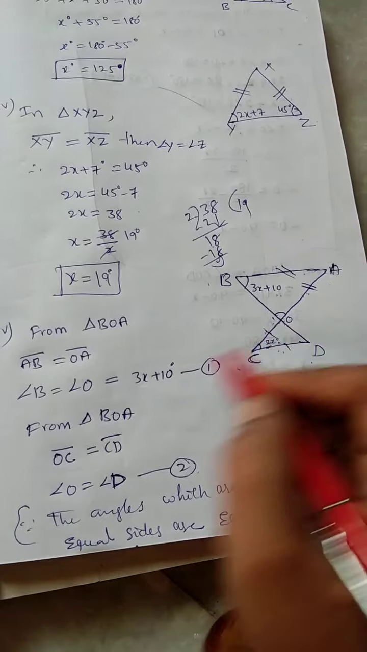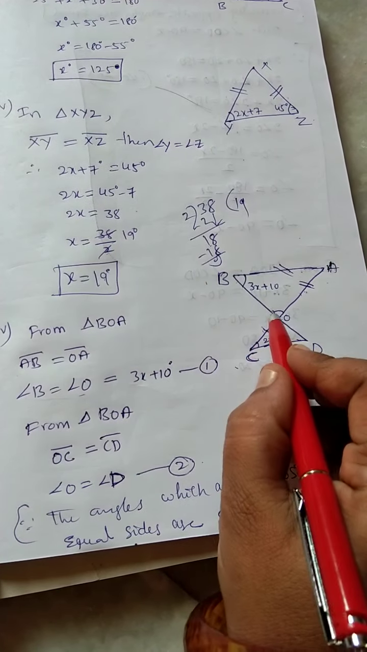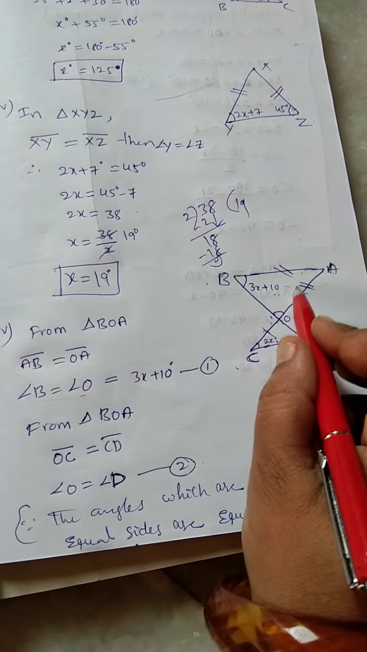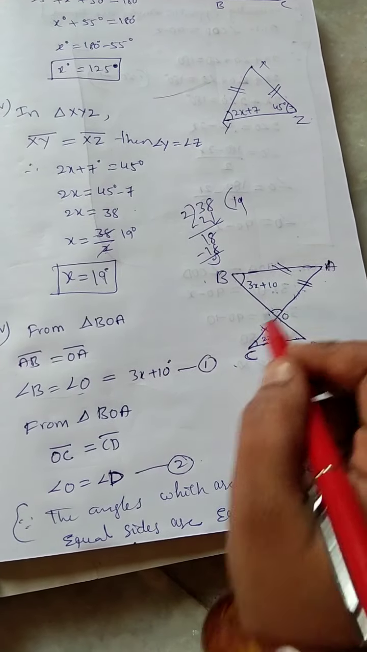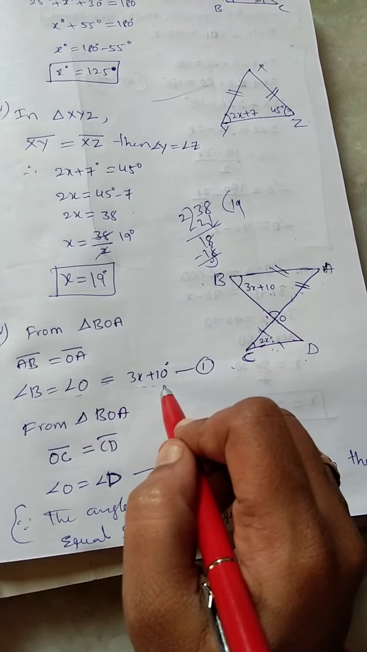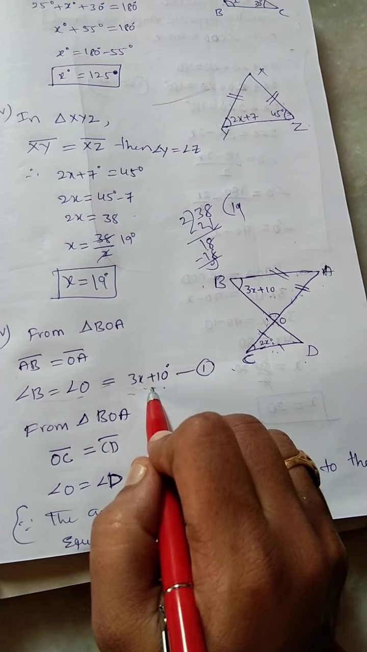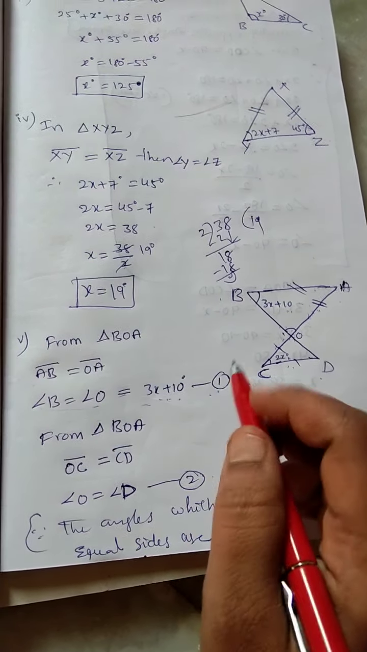So angle B is equal to angle O. Why? Because the sides are equal, no? Equal sides, opposite angles are equal. So 3x plus 10 is equal to angle O. You can take it. Okay. Let us say equation 1.